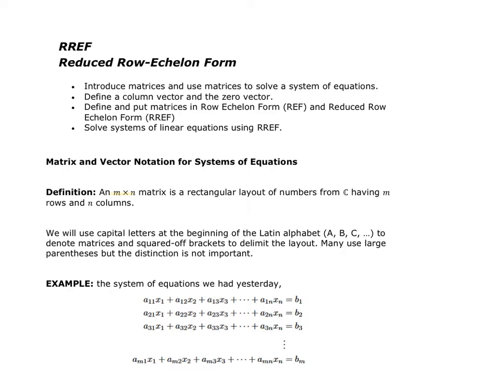When we use matrix notation, we typically note the matrix as a capital A, B, C. We usually choose our names for our matrices at the beginning of the alphabet versus the end of the alphabet. And when we talk about a matrix, we will usually use these big brackets here, like this, to denote that you're looking at a matrix. Sometimes you'll see them with very large parentheses.